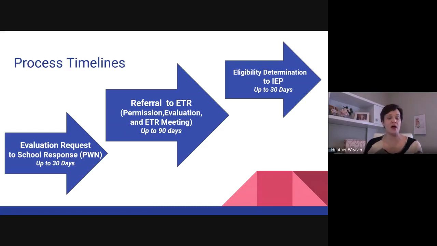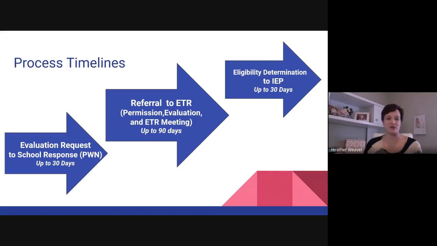If our decision is that we do suspect the student may have a disability and we go ahead and make a referral, from that referral to the time that we get permission from the parent to do the evaluations, the evaluation occurs, the reports are generated, and then that meeting is held to determine whether or not the student is eligible for special education. That's another 90 days on top of that initial 30 days.